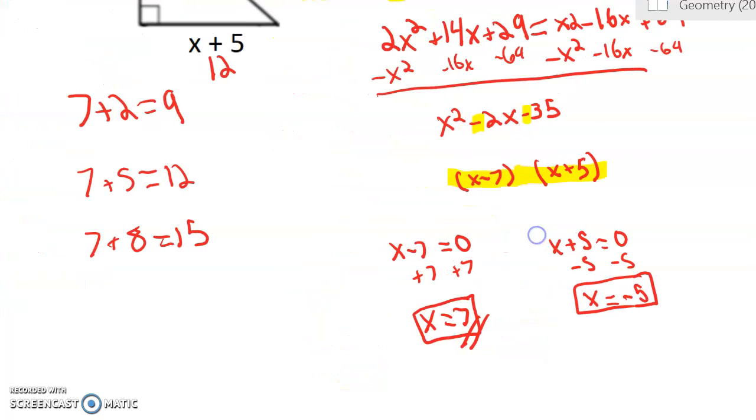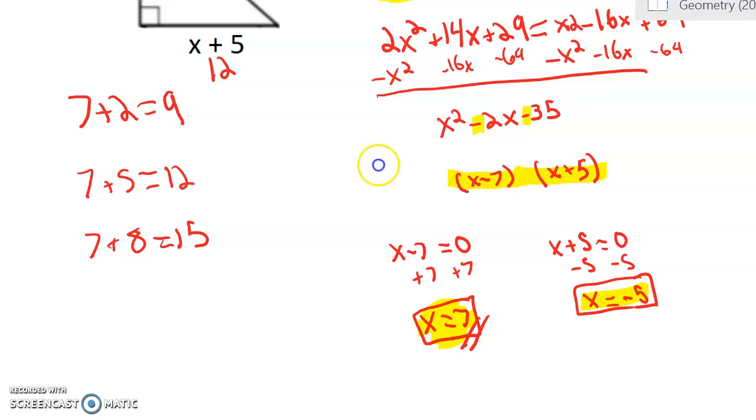While you're solving, you get two answers. For these answers, you have x equals 7 and x equals negative 5. Of course, a length can't be negative, so you know that the correct answer is x equals 7.